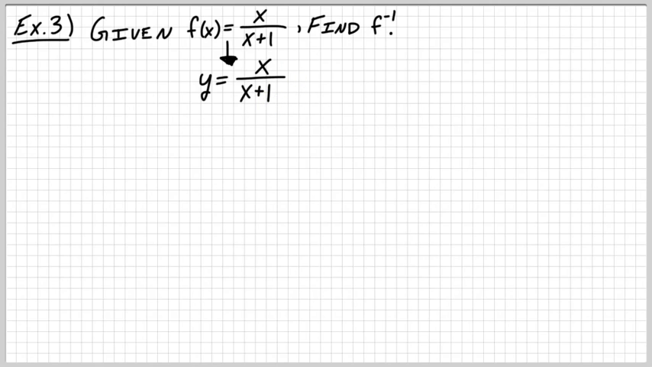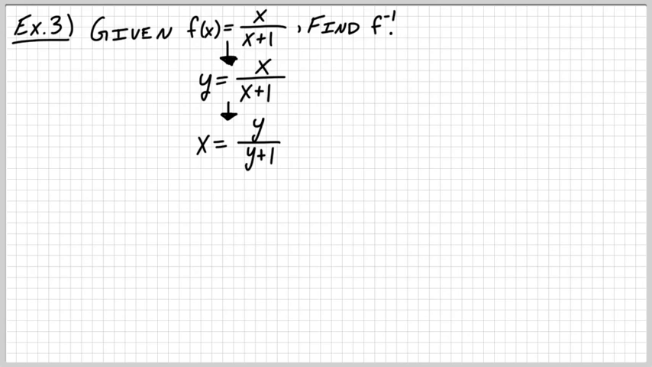Then you probably know what I'm going to say. Go ahead and switch the x's and y's. So where you see a y, you better put an x. Where you see an x, you better put a y. So let's switch those around. So now I got x equals y over y plus 1. And now here comes the fun part. You got to solve it for y.